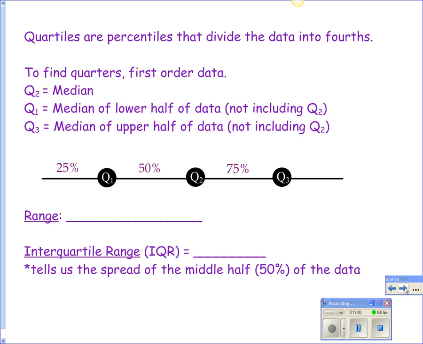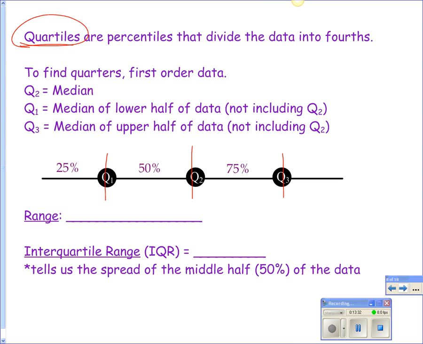All right. This next thing, this is kind of an information-heavy slide up here. Quartiles are percentiles that divide the data into fourths. So think about quartiles as quarters. How many quarters are in a dollar? 4. You've got 25 cents, then you've got what? 50 cents, and then you've got 75 cents, and then you have a dollar, okay?